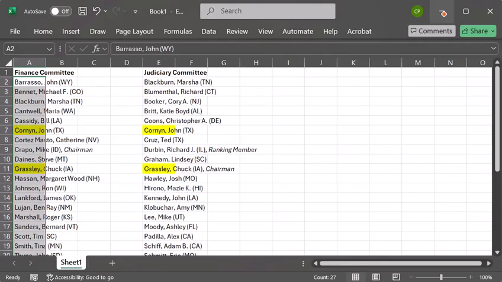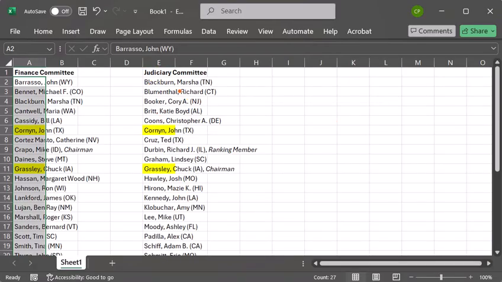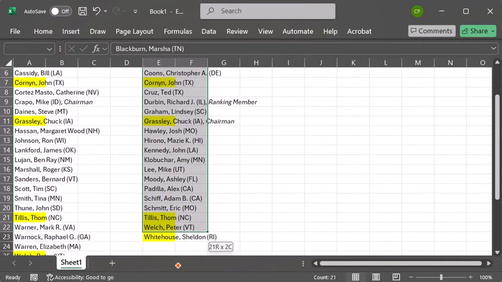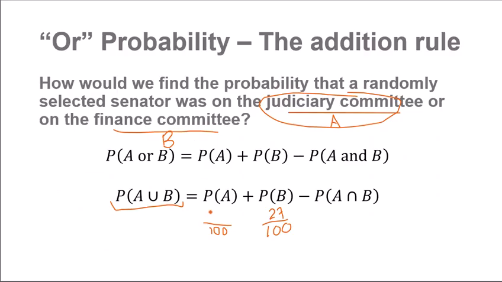There's 27 members on the Finance Committee. Oh, sorry, I got that one backwards. So that one was for B. So the Finance Committee has 27 members. The probability of getting someone on the Finance Committee would be 27 out of 100. And then for the Judiciary Committee, I'll look at how many were on the Judiciary. Again, just looking at the list, counting up how many there were. Looks like that is 22.